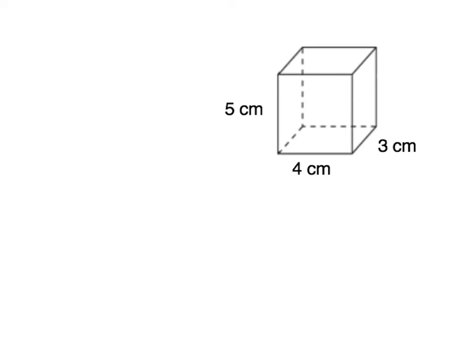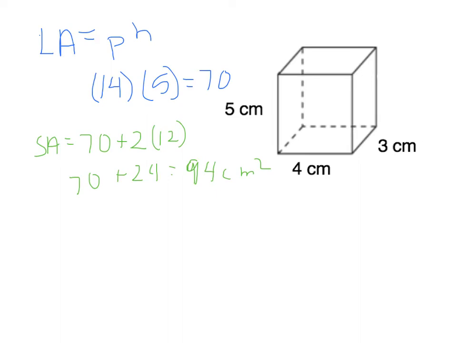I want you to find the surface area by yourself right now. You should have gotten 94 centimeters squared. Again, the perimeter is going to be 4 plus 3 plus 4 plus 3. So you have to be careful when you're finding the lateral area. You need the perimeter of the base.